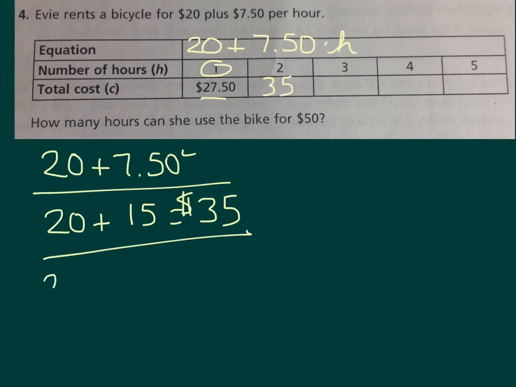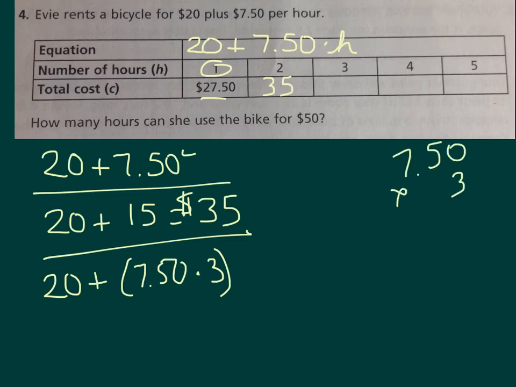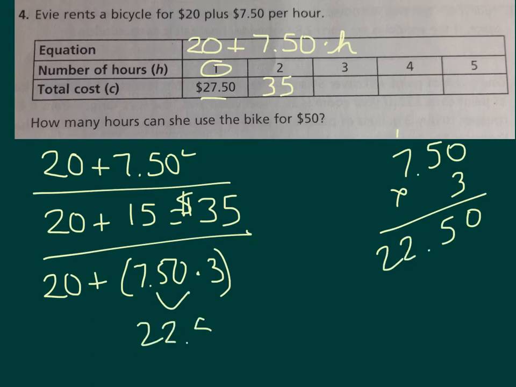Then we have 20 plus $7.50 times 3. And if we do $7.50 times 3, we have $22.50. And then we have to add that initial $20 just for coming to the park, I guess. And we have $42.50. I want you to do these last two on your own.